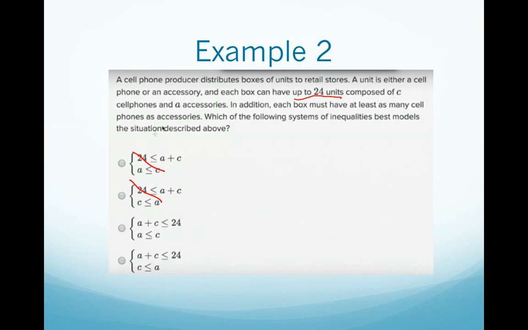And then here it says each box has to have at least as many cell phones as accessories. So at least as many means that the cell phones have to be the same or more than the accessories. So cell phones being the same or more than accessories is going to be this choice here.